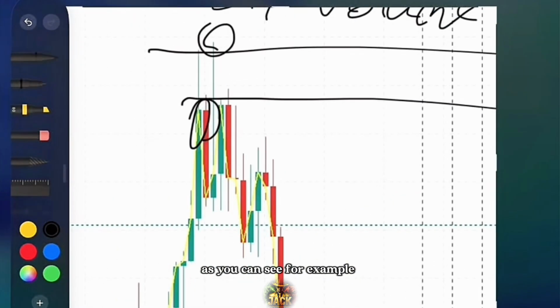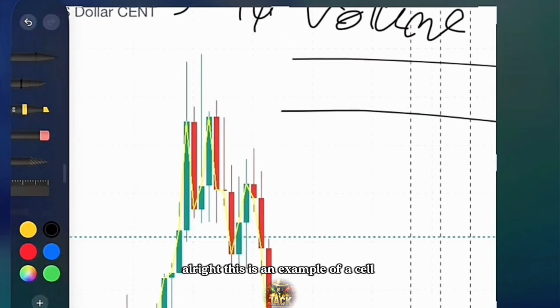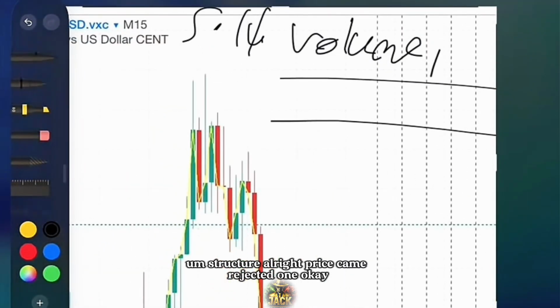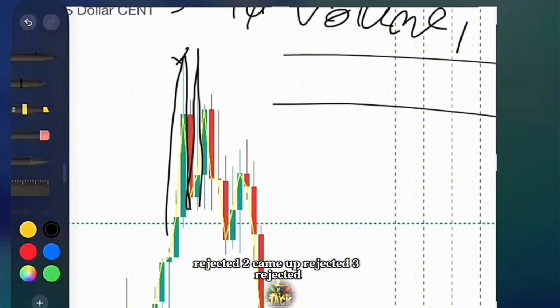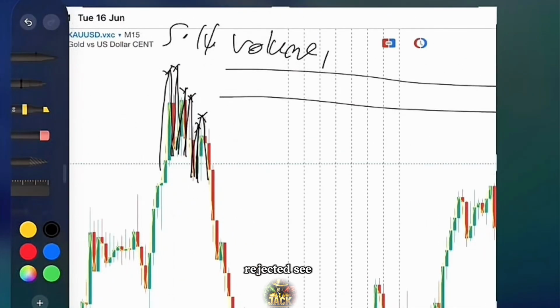As you can see, for example, we delete this. I'll show you guys. All right, this is an example of a sell structure. Price came up, rejected 1. Price came up again, rejected 2. Came up, rejected 3. Rejected. Rejected. See?